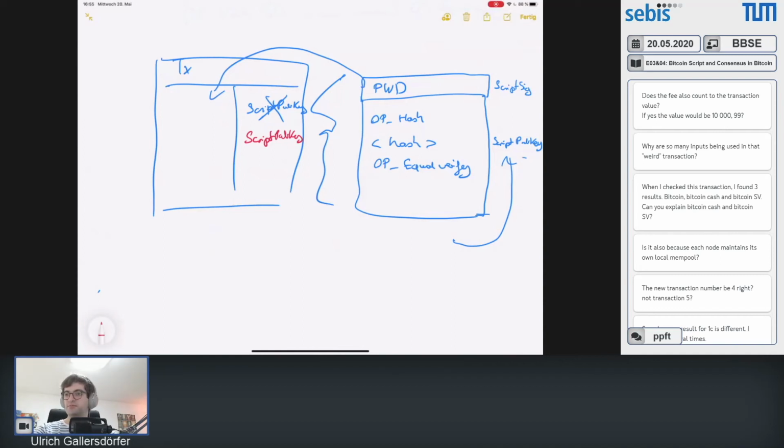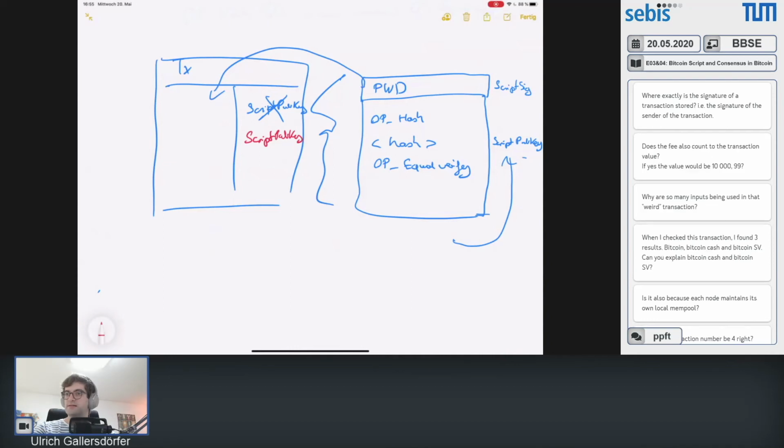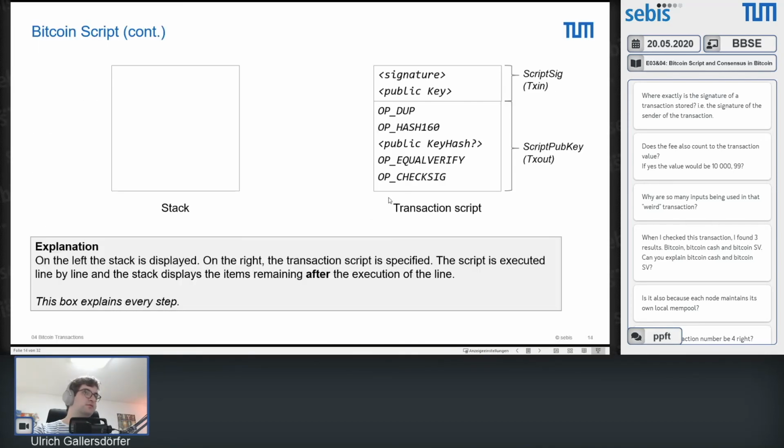So let's take a look at the question. Where exactly is the signature of a transaction stored, i.e. the signature of the sender of the transaction? So this is actually in the transaction input. If you look at the slides here, then you see the script signature input here, script sig, and this is where the signature is in there. And the signature not only tells, okay, it's okay to spend the money, but it also includes information about the transaction outputs, the newly created transaction outputs.